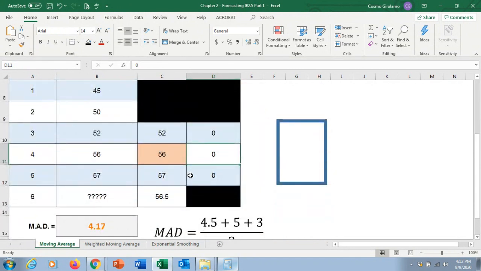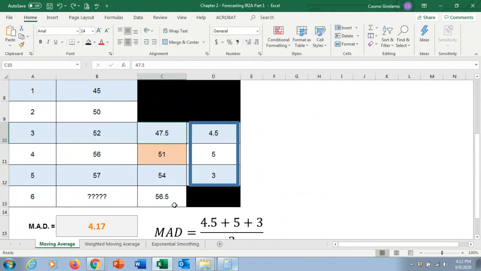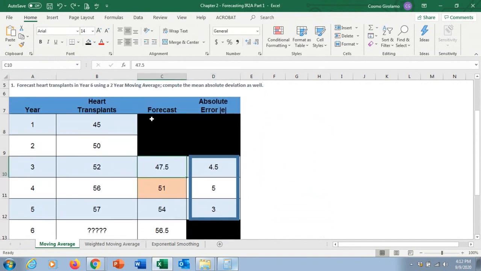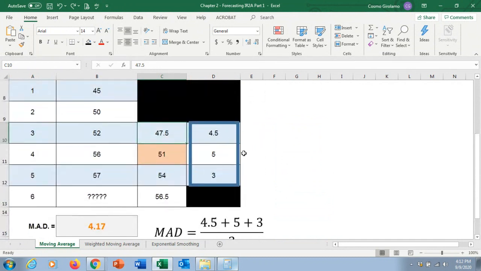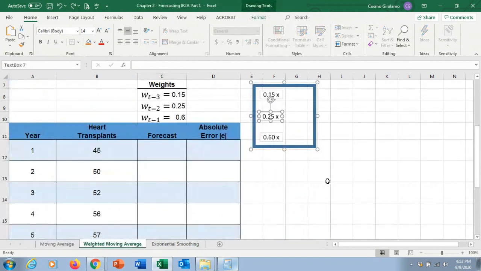So in our case, obviously we had errors, which was 4.17. So using a 2-year moving average, we had 4.17. And now we'll do a weighted moving average next, and then we'll do exponential smoothing. And then we can compare all the methods using the MAD to see which one is the best. And in this course, we're always going to take the lowest MAD as the best estimate. So that's moving average. Now let's look at weighted moving average.